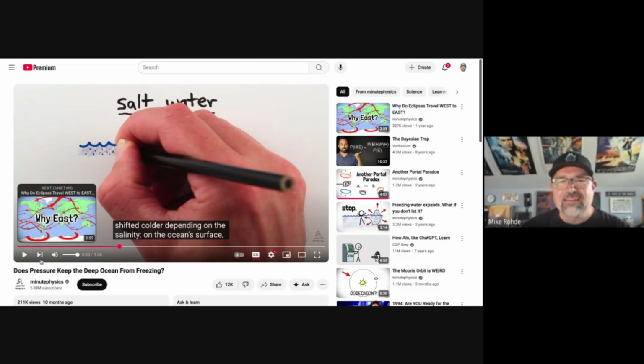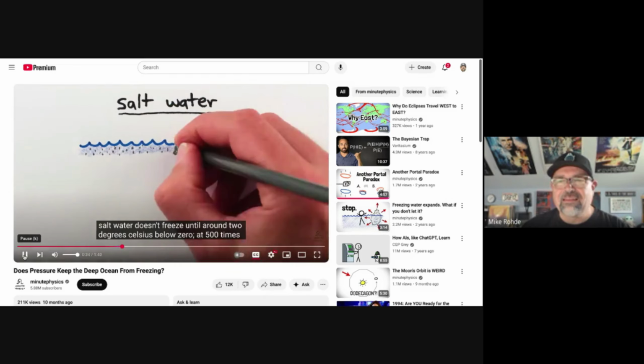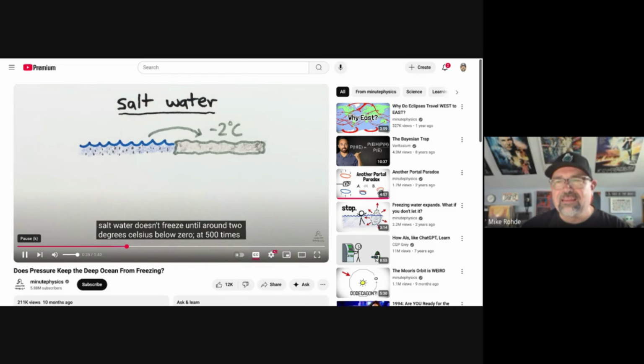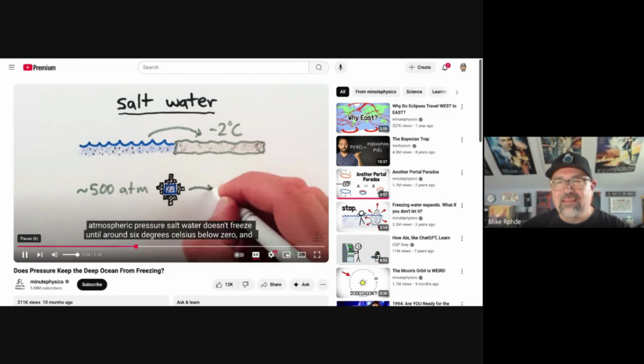Surface salt water doesn't freeze until around 2 degrees Celsius below zero. At 500 times atmospheric pressure, salt water doesn't freeze until around 6 degrees Celsius below zero. And at the bottom of the Mariana Trench, salt water wouldn't freeze until around 11 degrees below zero. But for various reasons related to circulation and salinity and convection and the fact salt water freezes into freshwater ice.